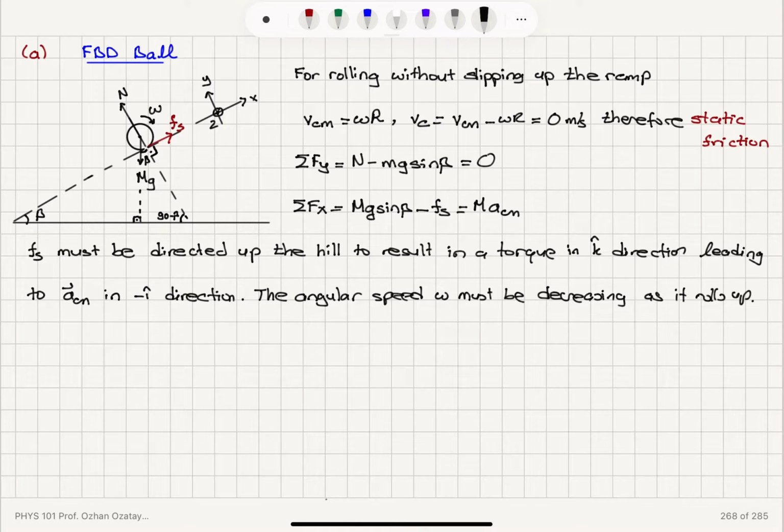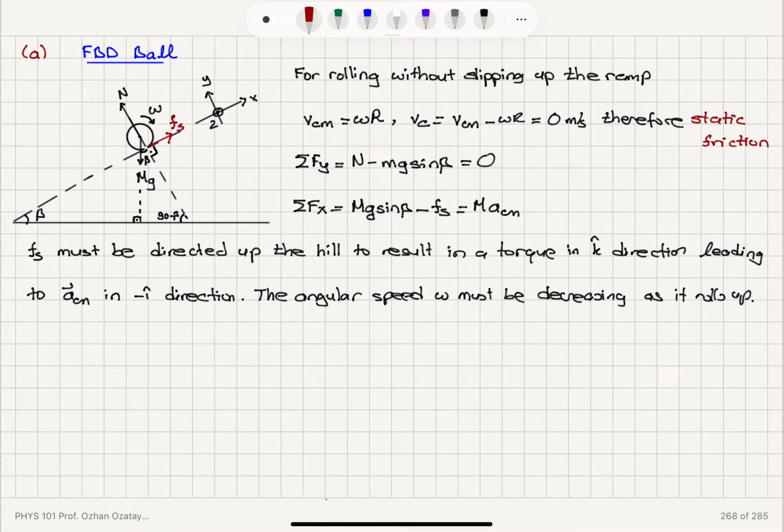So from energy arguments, we can also see this. We have an increasing potential energy. That means we should have a decrease in the rotational kinetic energy and the translational kinetic energy of this ball. So we will have a decrease in omega as it rolls up. So this can be provided by the torque caused by static friction, and the net acceleration we will have here, mg sine beta minus fs, will be in minus i hat direction.